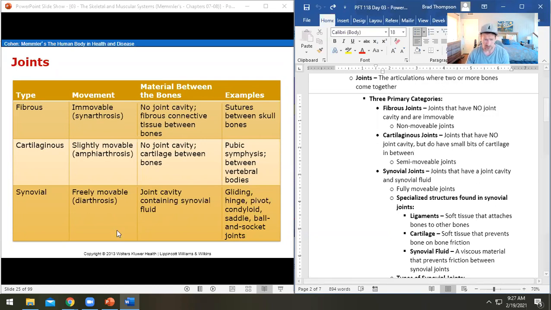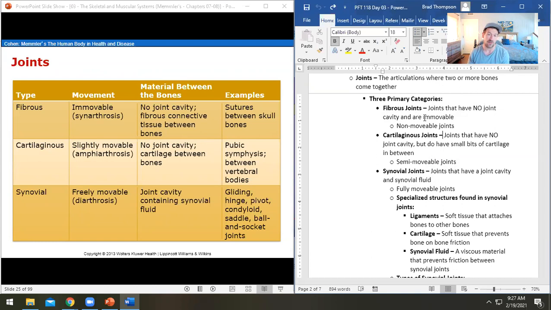So there are three main types of joints. The ones that we're going to spend most of our time talking about are synovial joints. Those are probably the ones that you're most familiar with. But there are three different types. There are fibrous joints. Fibrous joints are basically totally immovable joints. They are two bones coming together, but they are not designed to move at all, right?